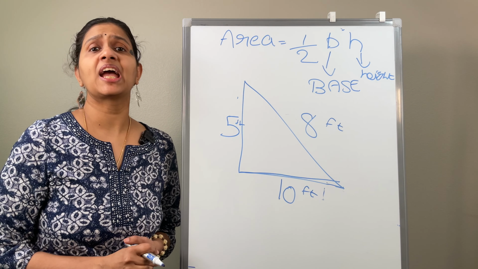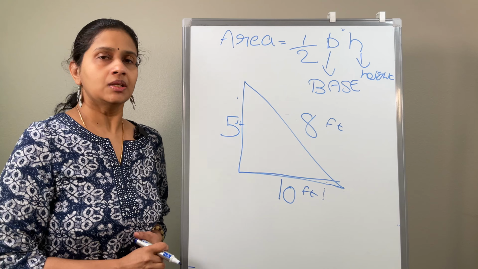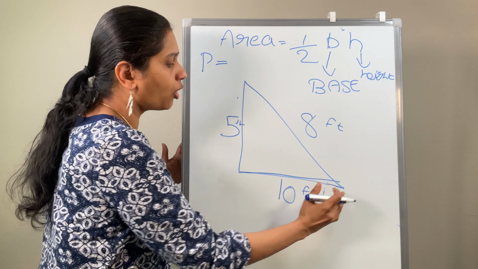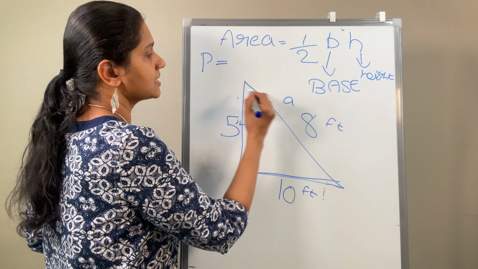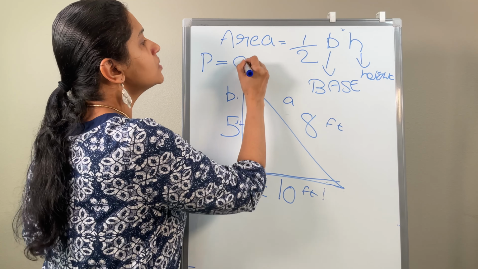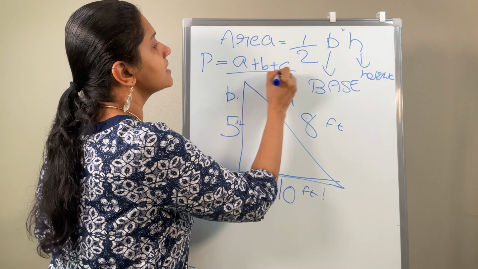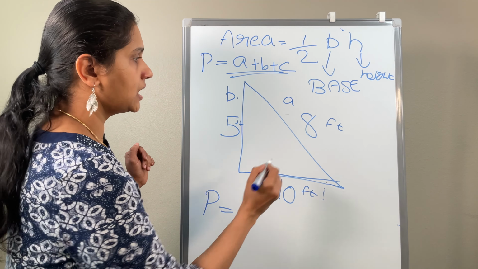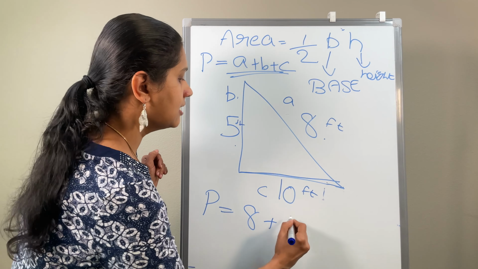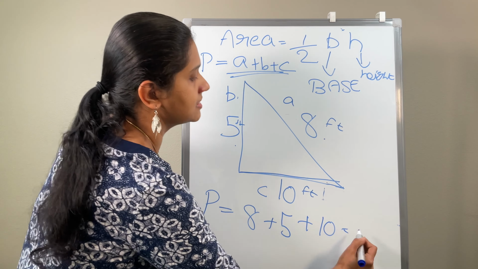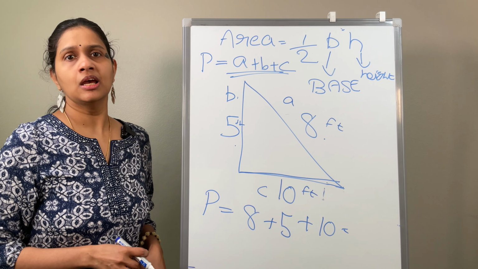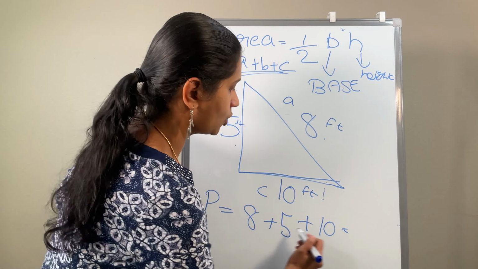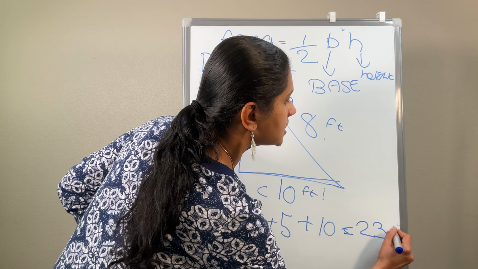Now let us see how to find the perimeter of this triangle. How to find the perimeter? Perimeter P simply means you have to add all the sides. That is, suppose this side is A, this side is B, this side is C, you simply need to add all the sides. That's all for the perimeter. So in this example, the perimeter is going to be equal to 8 plus 5 plus 10. You simply need to add this. So the perimeter is going to be the addition of all these sides. When you add this, you are going to get 23 feet.